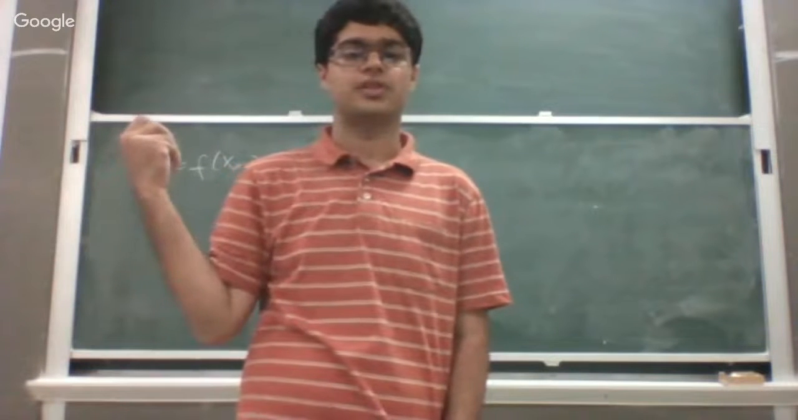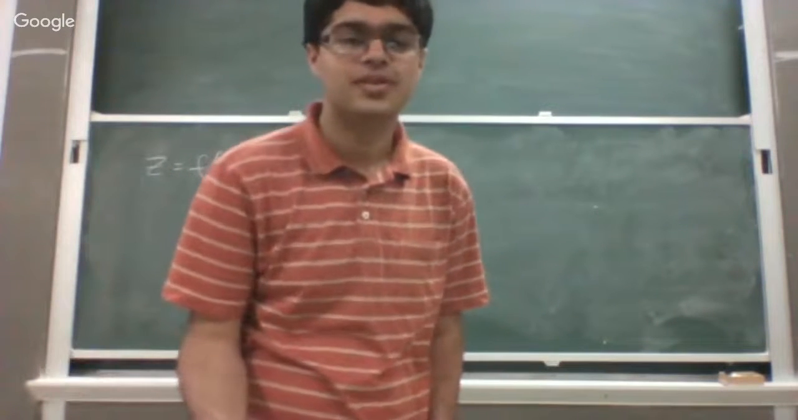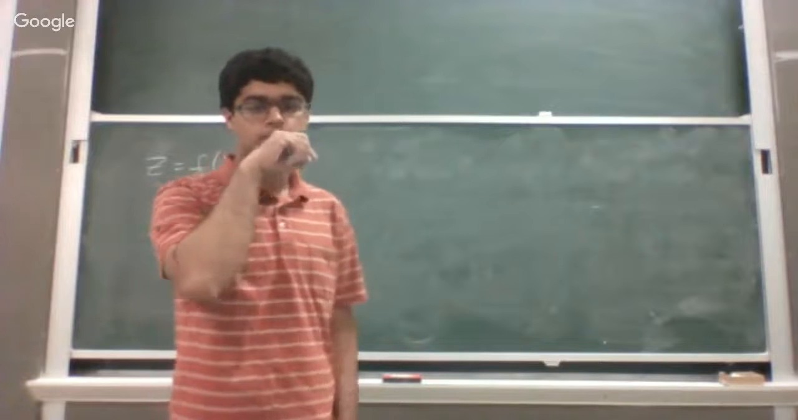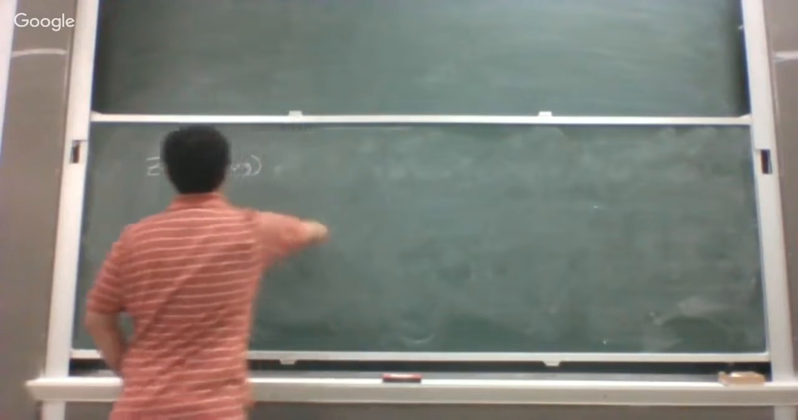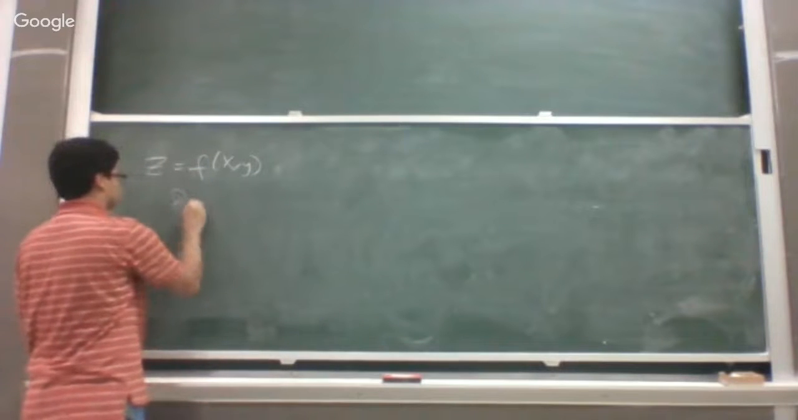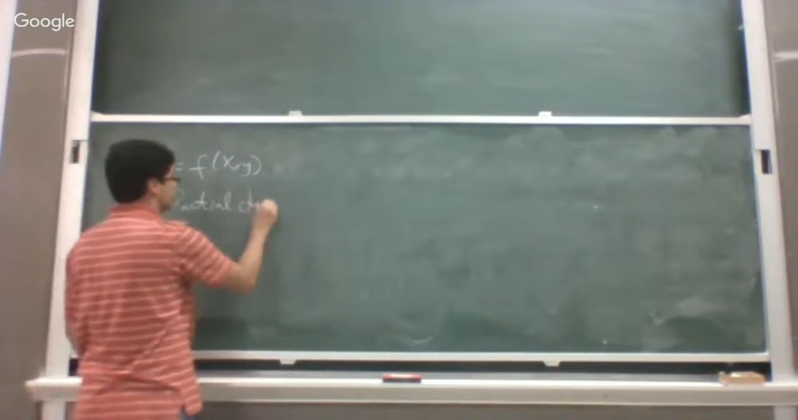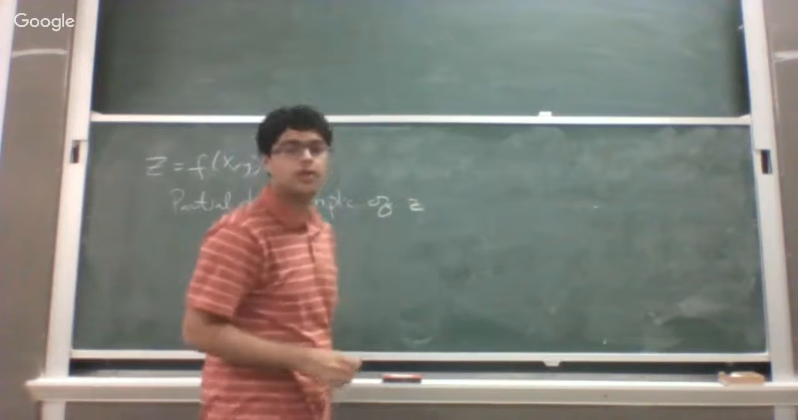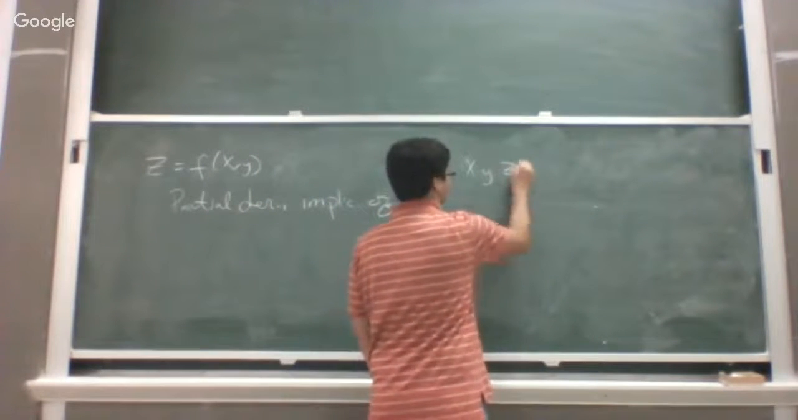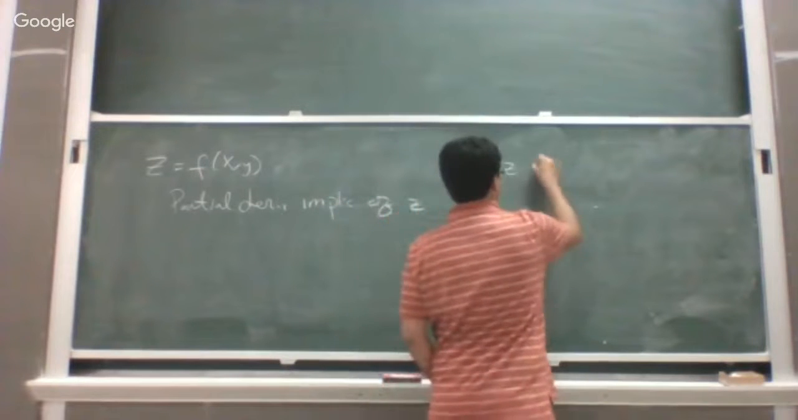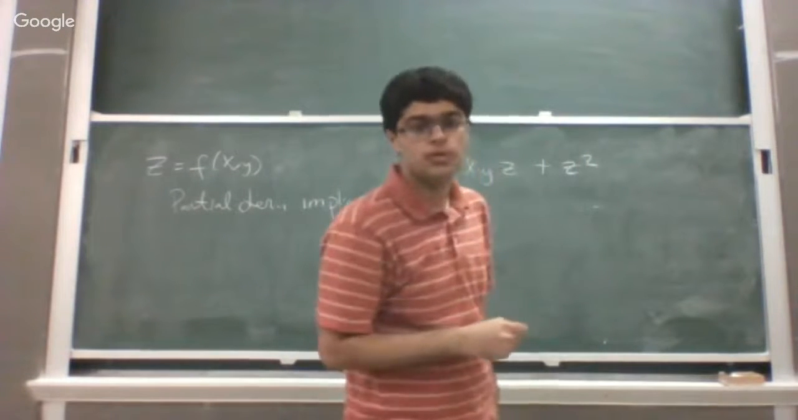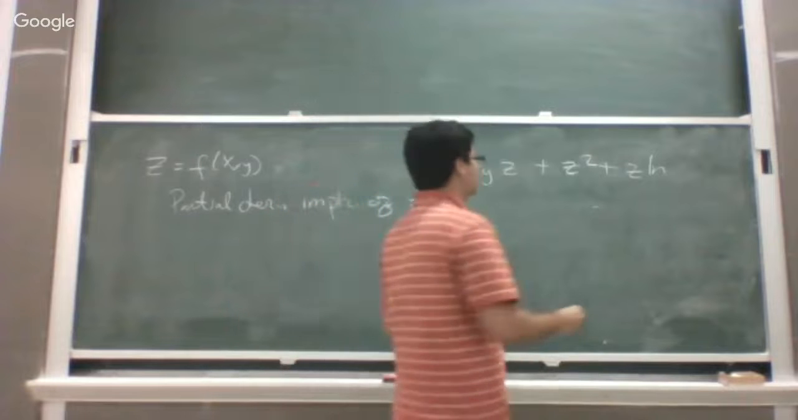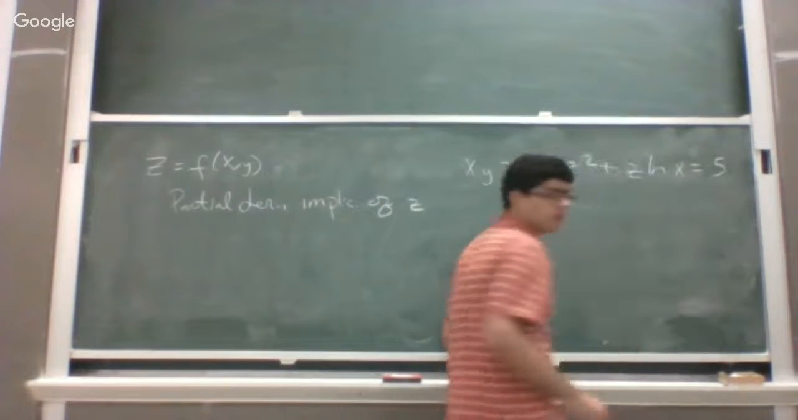This is taking the partial derivative of z implicitly. Let's just go and we'll understand it later. So, the implicit partial derivative of z, and we are given xyz plus z squared plus z times the natural log of x equal to 5.